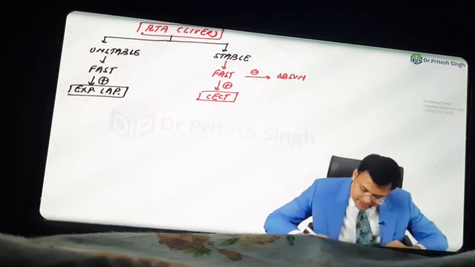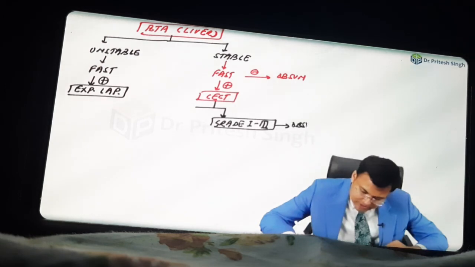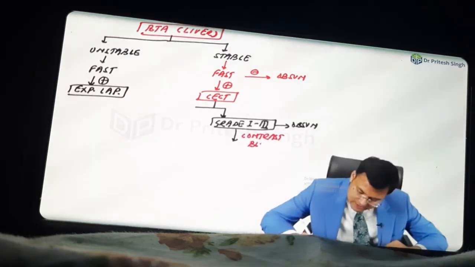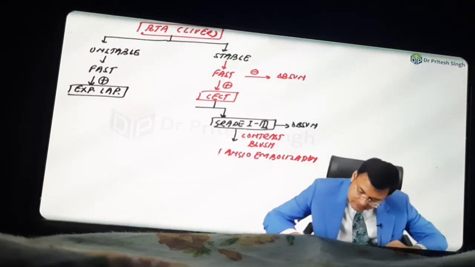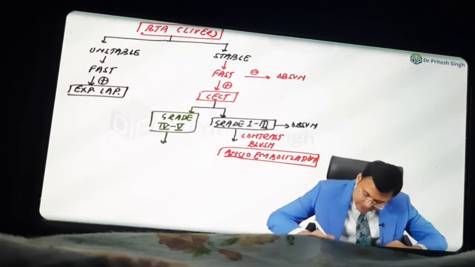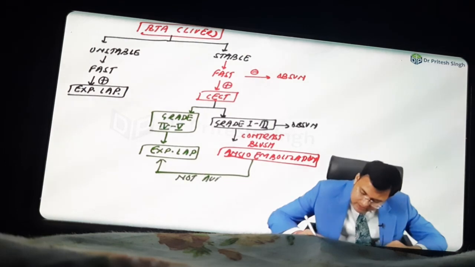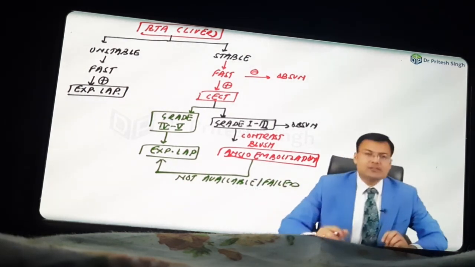So we perform CT. Now on CT, there are two situations. Either the patient is having grade 1 to 3 trauma. In these cases, we can go for observation. If there is contrast blush, in these cases, we have to go for angioembolization. Second situation, the patient is having grade 4 and 5 injury. In these situations, generally what we have to go for? Exploratory laparotomy. And whenever angioembolization is not available or failed, in that case, we go for exploratory laparotomy. So this is how we manage the patients of blunt trauma to the liver.